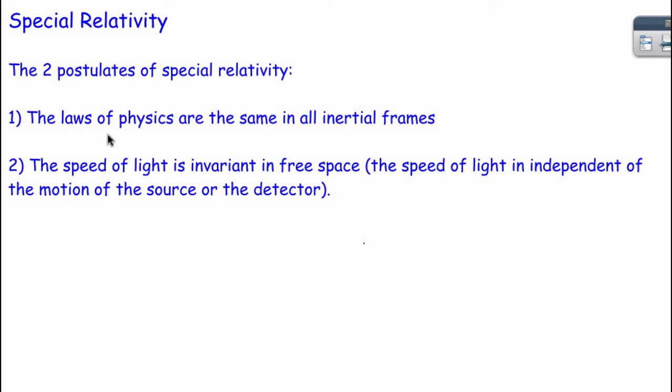You need to know these off by heart because in an exam you can be asked these. Basically, you can be asked what the two postulates of special relativity are. In other words, what the two main ideas of special relativity are that the whole theory depends upon.